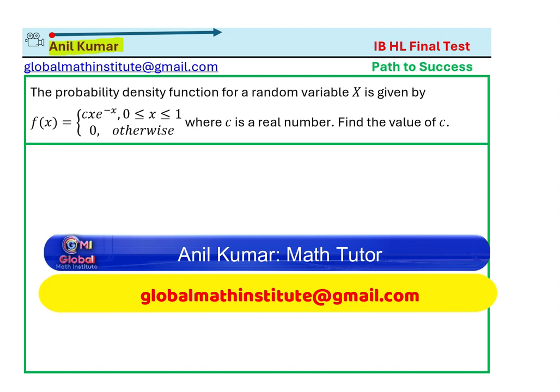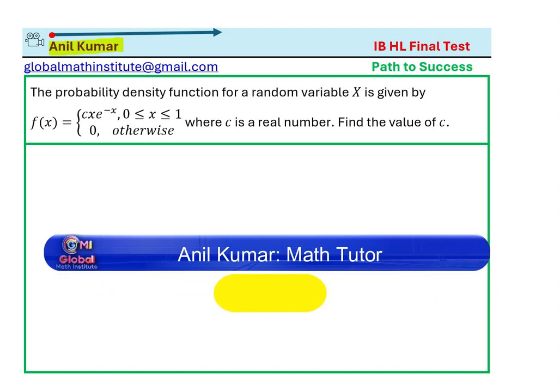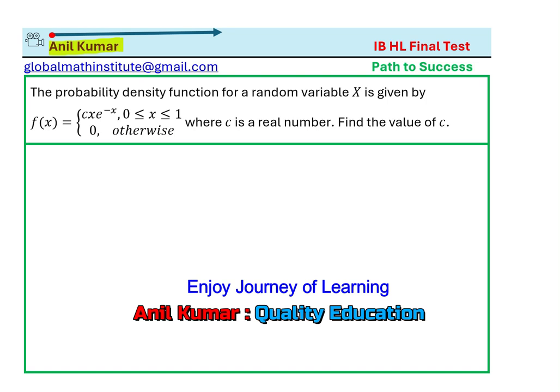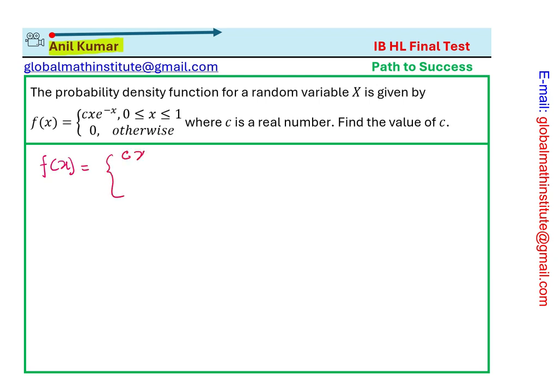Now, let's look into the solution of this question. So the idea here is that we are given the probability density function, which is equal to c times e to the power of minus x, when x is between 0 and 1, both included, otherwise it is 0.